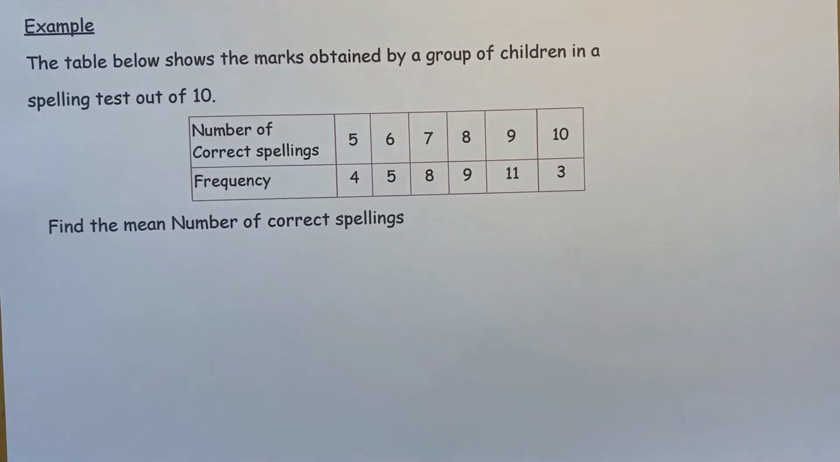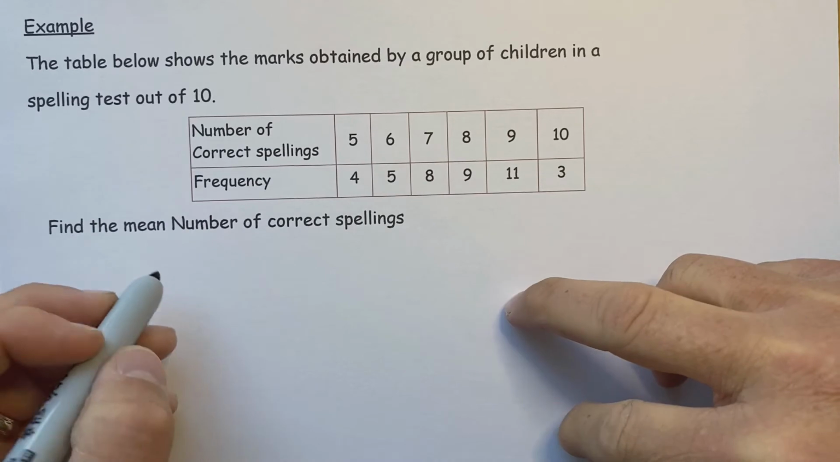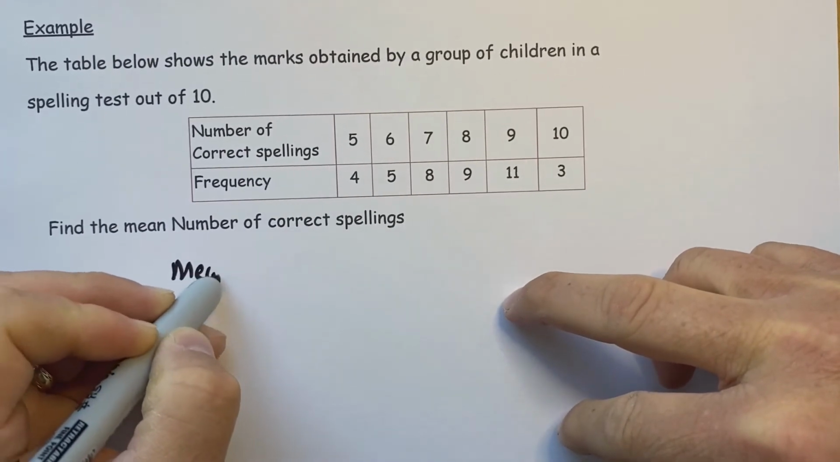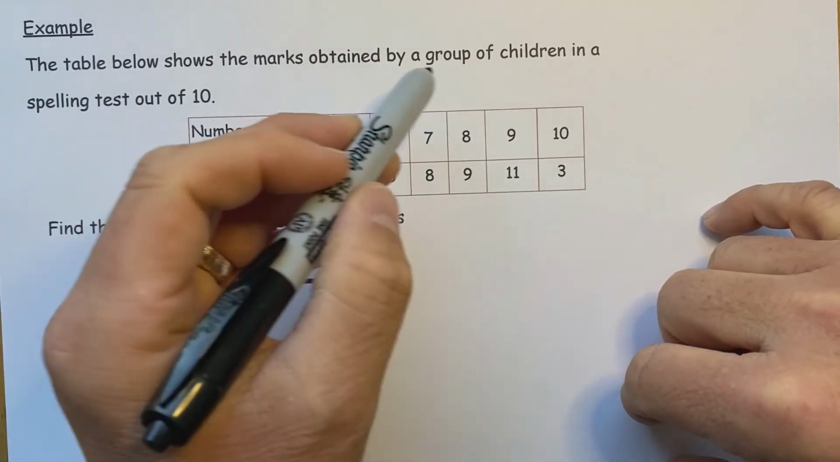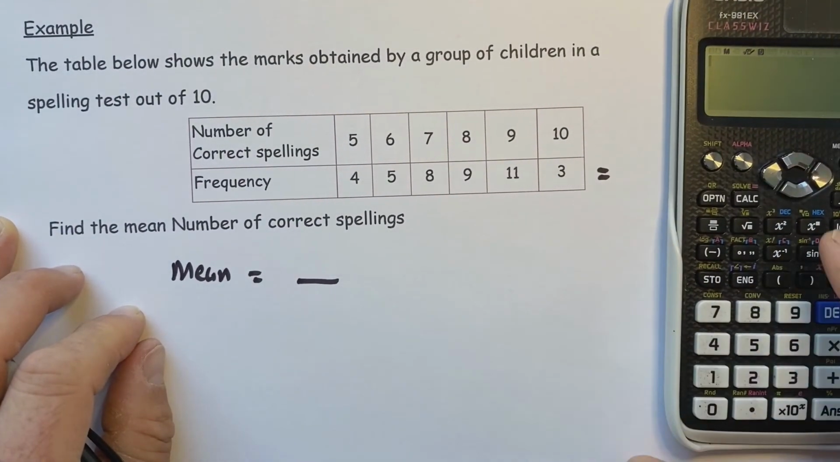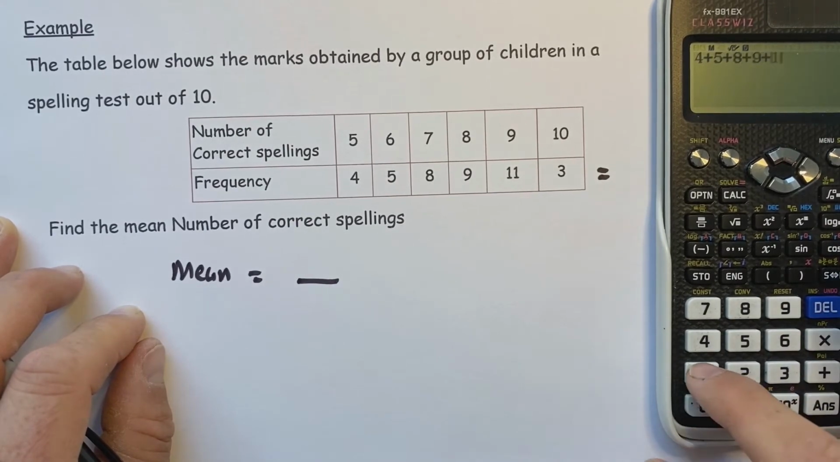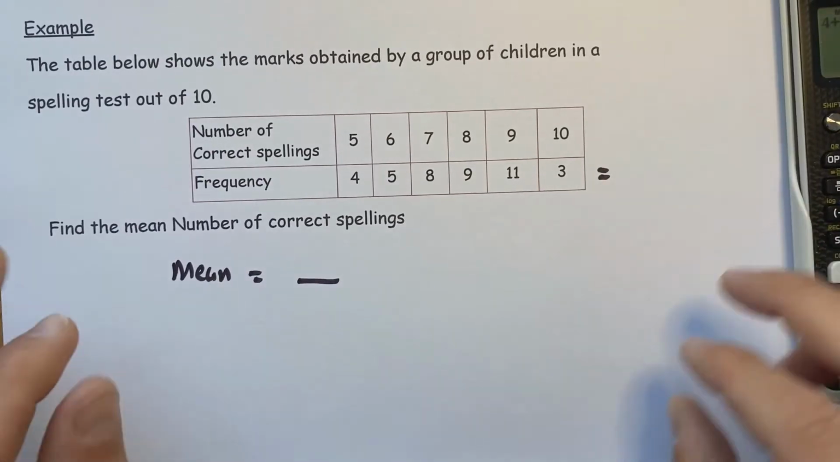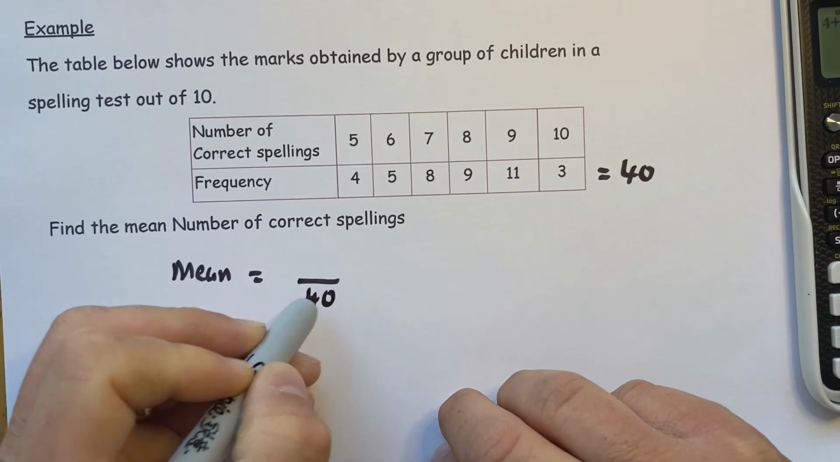So here we're looking at a group of students and their spelling scores out of 10. We see that no one scored anything less than 5. Again though, to work out the mean, we need the grand total divided by how many. We're not told in the question how many, but I can easily work that out by adding that column together. So we've got 4 added to 5, added to 8, added to 9, added to 11, added to 3 is 40. So there was 40 students who sat this test. So we know we're dividing by 40.